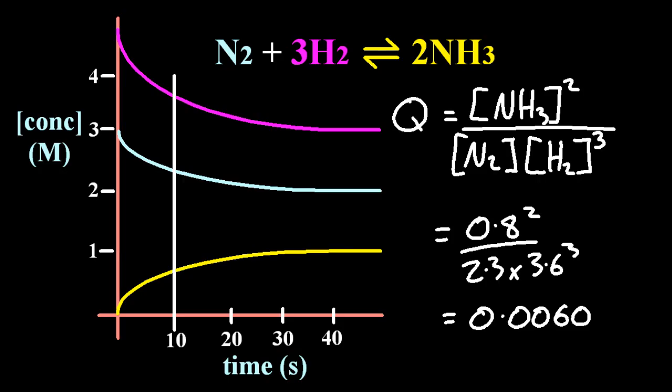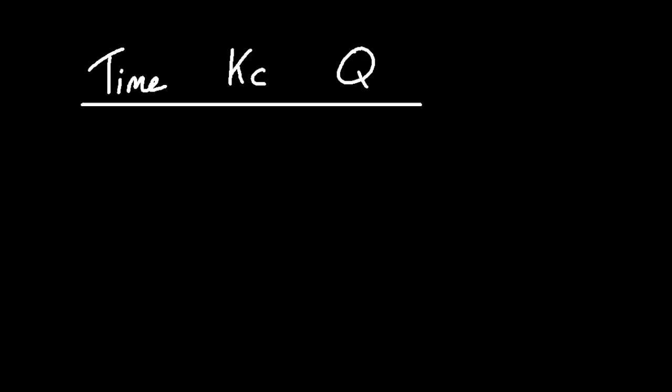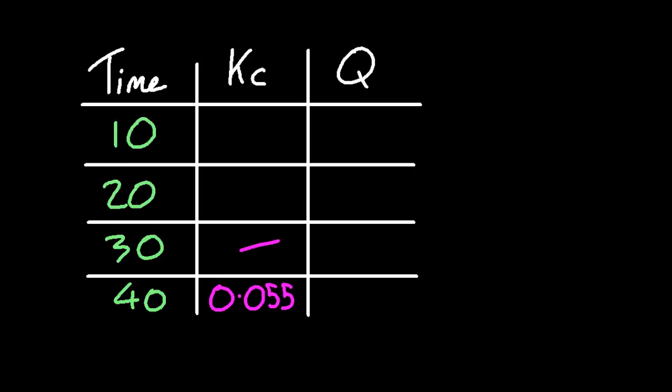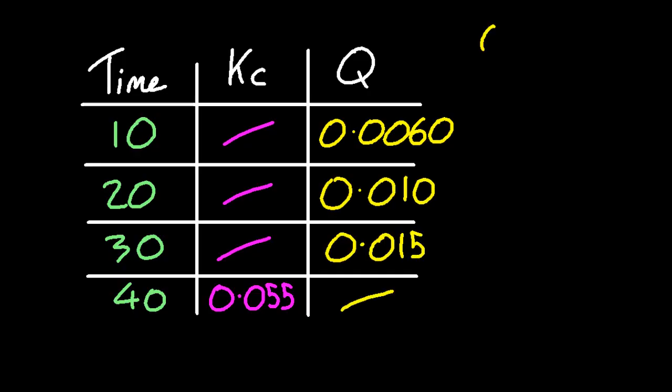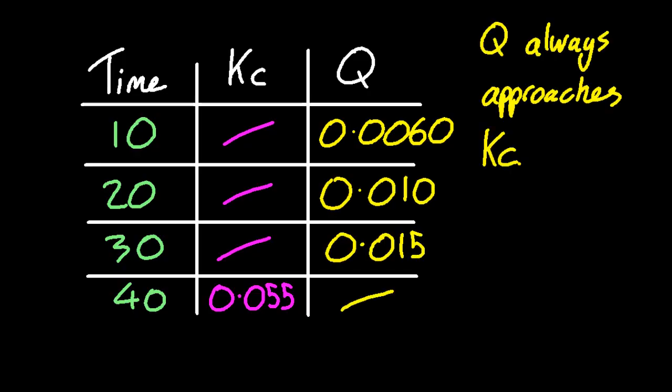Now I'm going to work out the values for Q at t equals 20 and 30 seconds off board and summarize them in a table. Now notice that Q is always going to approach Kc. But of course, when Q equals Kc, you're at equilibrium. And I suppose Q no longer makes any sense.